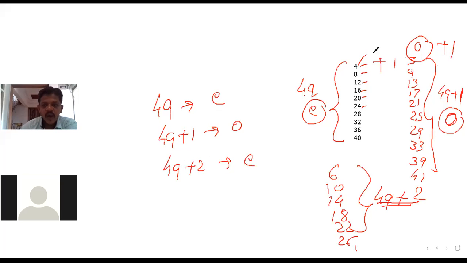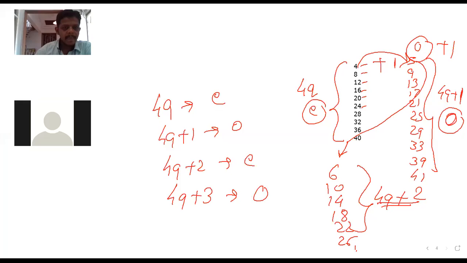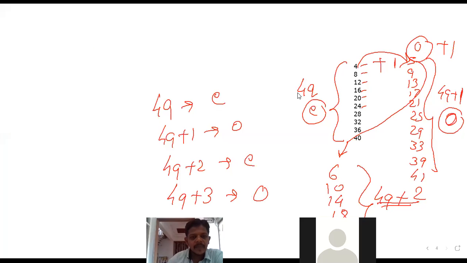In 4, you add 1 to get 5. You add one more 1 to get 6. So plus 1 plus 1. Yes or no? Yes, sir. Even, odd, even. So obviously the next number is again going to be odd. Yes or no?